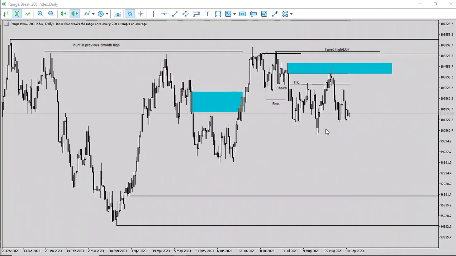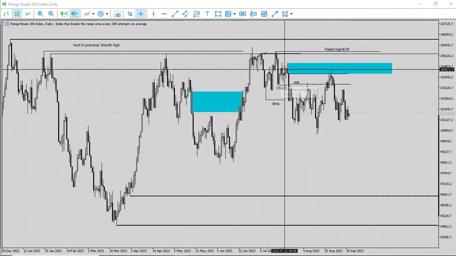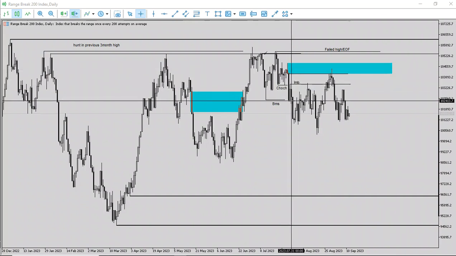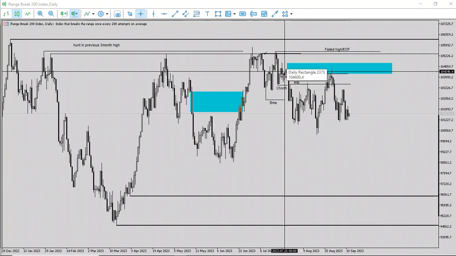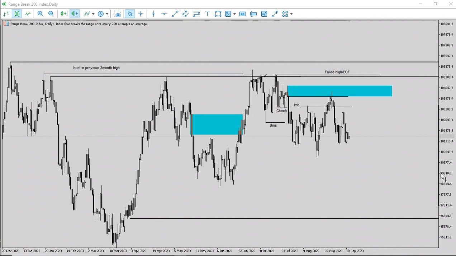So we have seen our supply zone. We have seen the imbalance. We saw the two structural breaks that gave us a strong confirmation that this pump right here is a strong one. So change of character, break of market structure. I love seeing two structural breaks. That gives me a strong confirmation to enter at a certain area. So this is the area I marked for entry. All right.